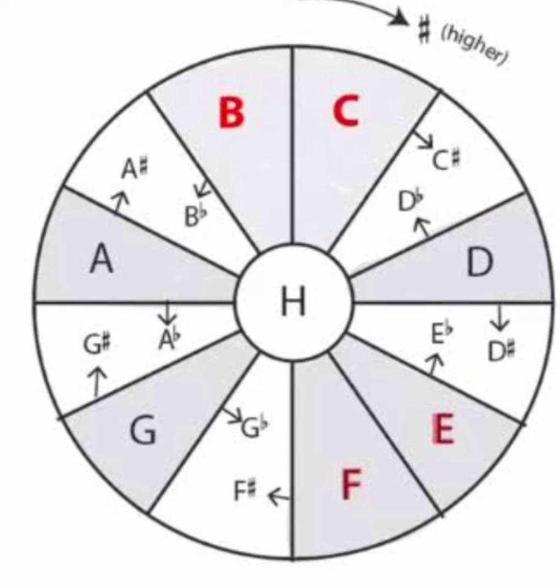Let me explain the wheel from the clockwise direction. We start from the right with C and C sharp. In between D and E we have D sharp. In between E and F there is no sharp or flat. That's the conclusion, that there are sharps and flats in between every note except B and C, and E and F.